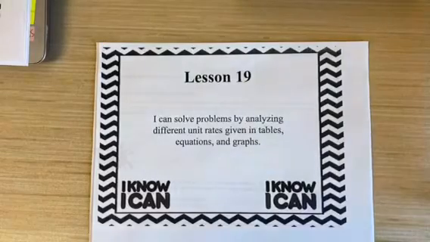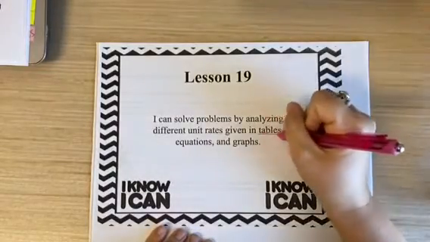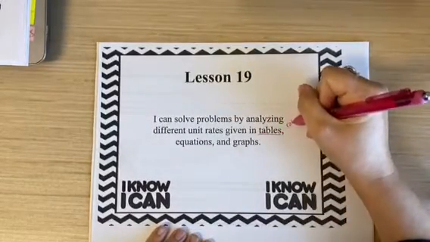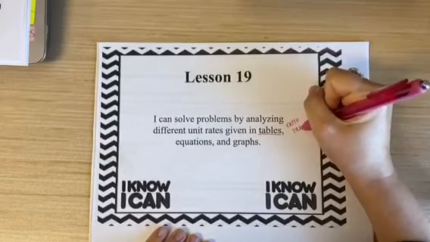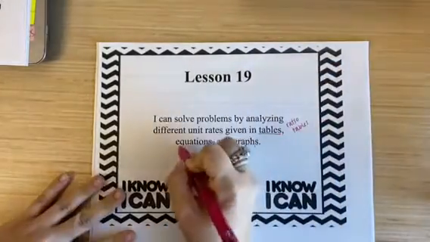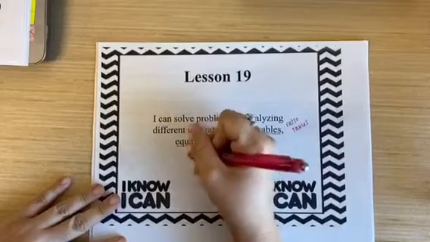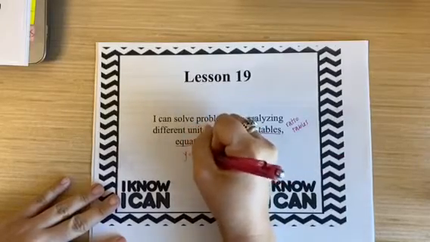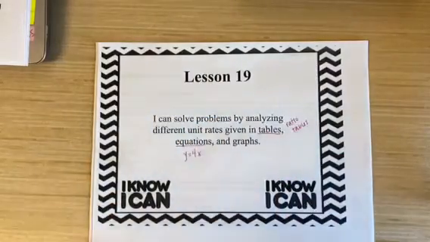Okay, this is lesson 19. I can solve problems by analyzing different unit rates given in tables. So they'll give us some ratio tables, given equations. So we might see something like y equals 4 times x.